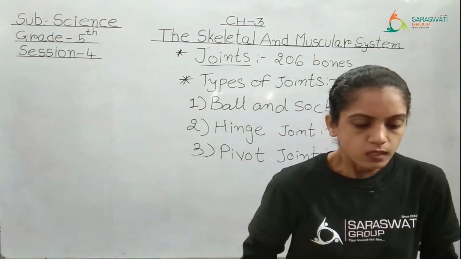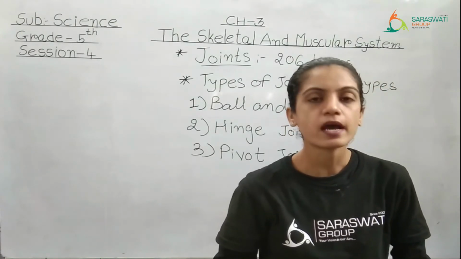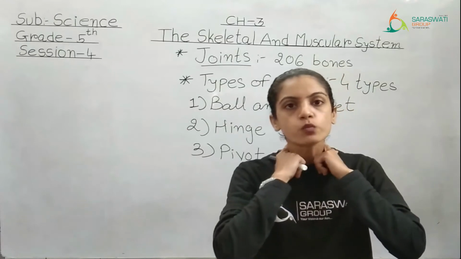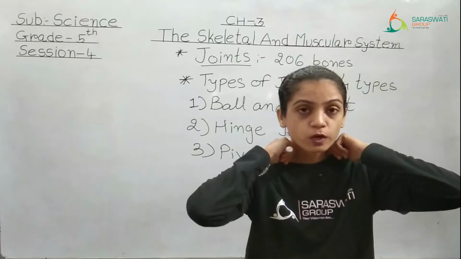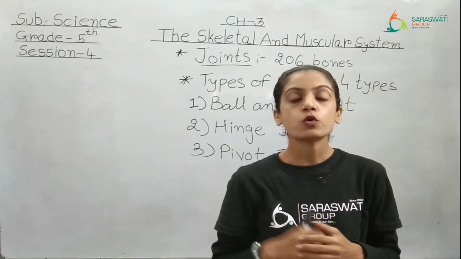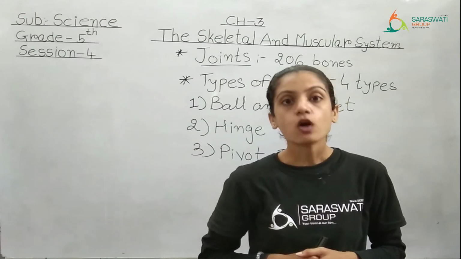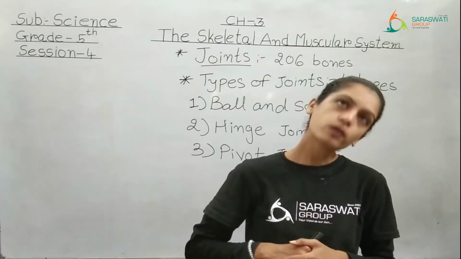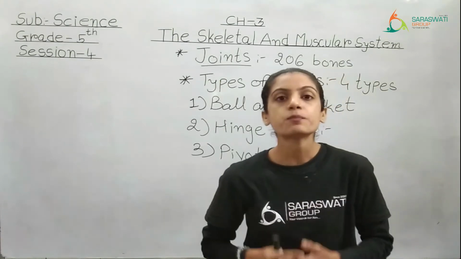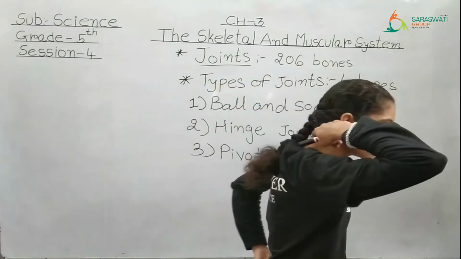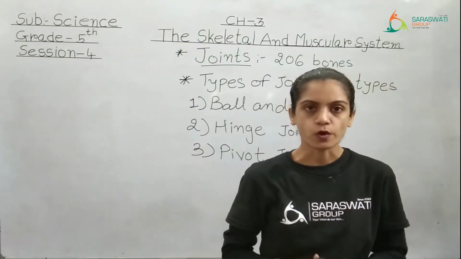This joint allows sideways as well as up and down movement. We can move our entire skull like this. That is because of the pivot joint. We can move in the down and up direction. We can also rotate in a round and round motion. Why is it so? Because of the joint present between the skull and the backbone. That is what it is, pivot joint.